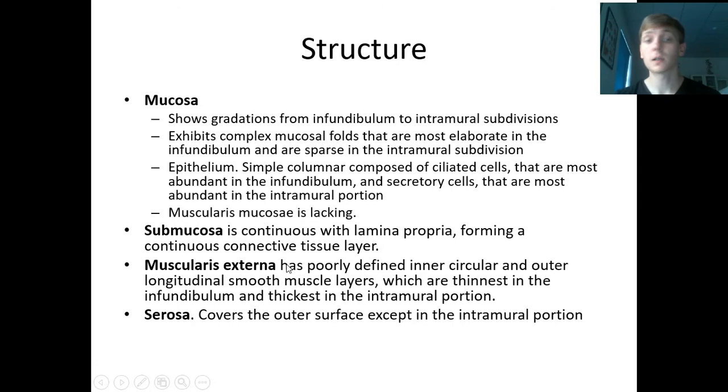Muscularis externa. The muscularis externa has poorly defined inner circular and outer longitudinal smooth muscle layers, which are thinnest in the infundibulum and thickest in the intramural portion. So nothing special. And serosa. Serosa covers the outer surface except the intramural portion. Intramural, as the name implies, means it's inside the organ, inside the uterus portion.